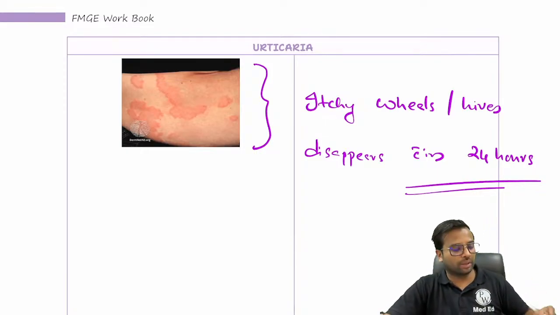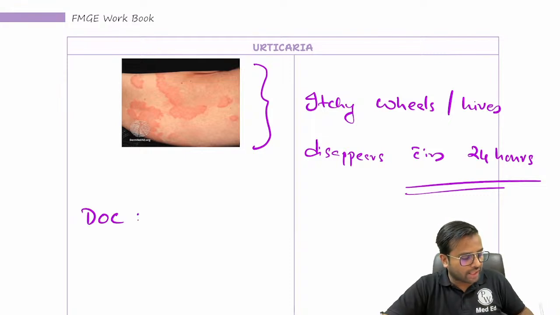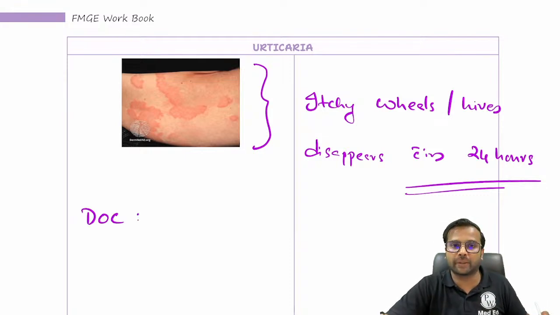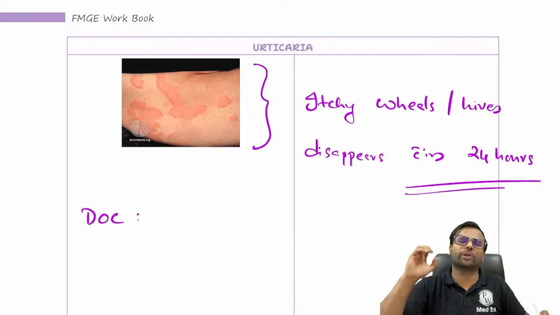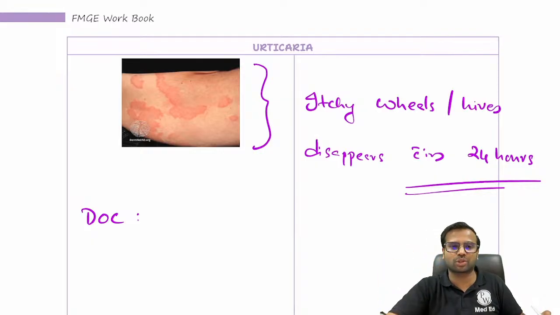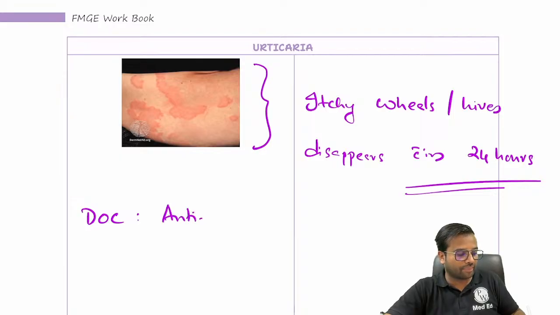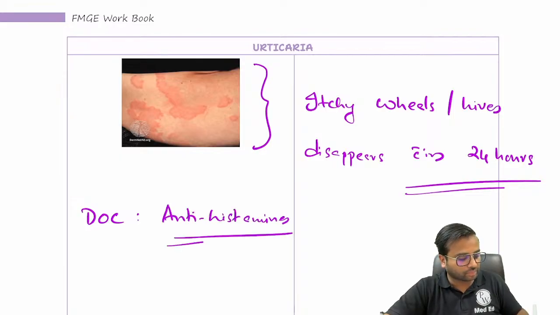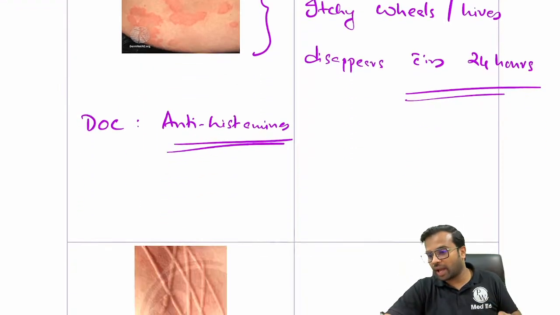So please remember, the drug of choice in all types of urticaria: is it going to be a steroid? Is it going to be any immunosuppressants? Or is it going to be antihistamines? What should be the drug of choice when it comes to urticaria? The drug of choice is going to be antihistamines.